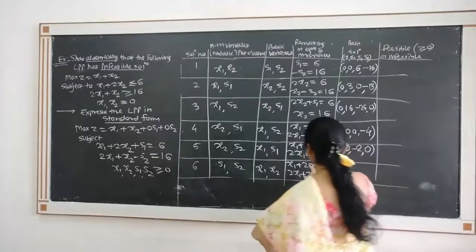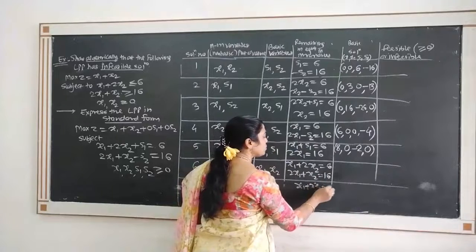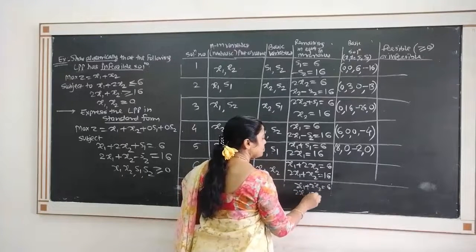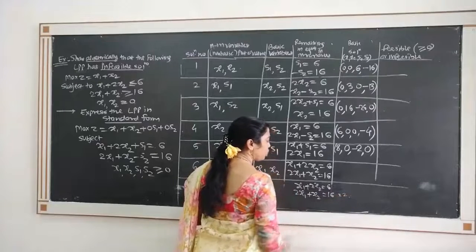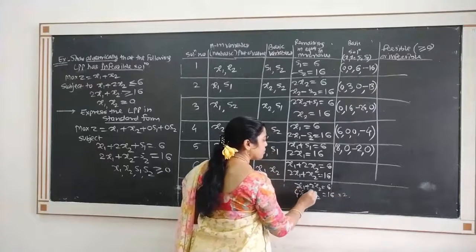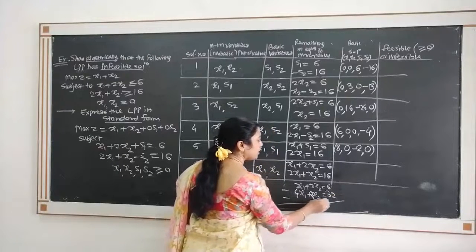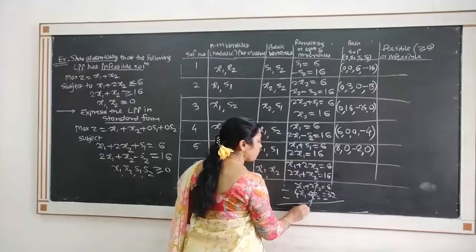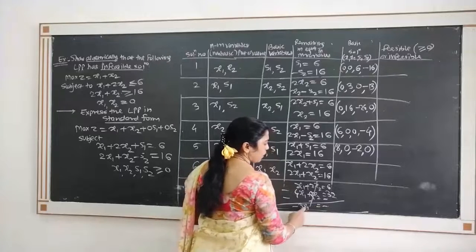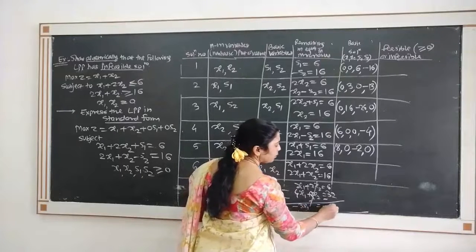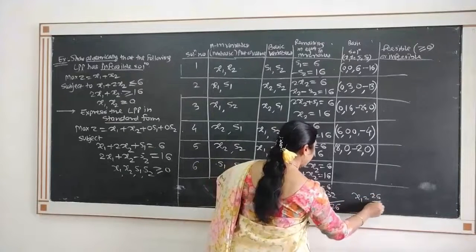And if you solve these two equations, x1 plus 2x2 is equal to 6, and 2x1 plus x2 is equal to 16. I multiply this equation by 2 suppose. So we get 4x1 plus 2x2 is equal to 32. Solve the equation simultaneously. This will get cancelled. We get minus 3x1 is equal to minus 26. So x1 comes to be 26 by 3.